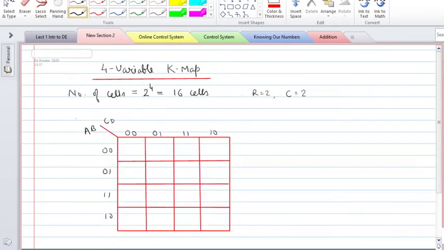Suppose the variables are A, B, C, D. Okay, and in case of these variables, this represents MSB and this represents LSB. So for this particular cell, the decimal value will be 0. A is equal to 0, B is equal to 0, C is equal to 0, D is equal to 0. Similarly, for this cell, the value will be 1. For this cell, value will be 2, 3. Then jump downward, 4, 5, 6, 7.